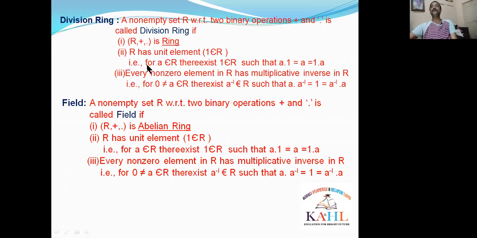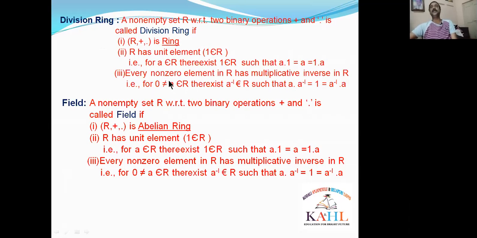That is, if we write the multiplicative identity law, for A belongs to R, there exists 1 belongs to R such that A into 1 is equal to A is equal to 1 into A. This must be satisfied. And the third one is, every non-zero element in R has a multiplicative inverse.